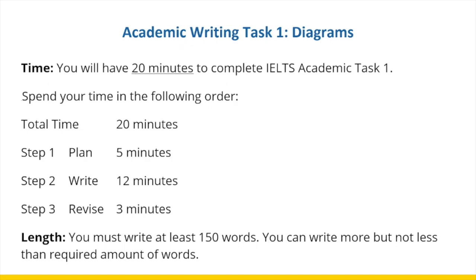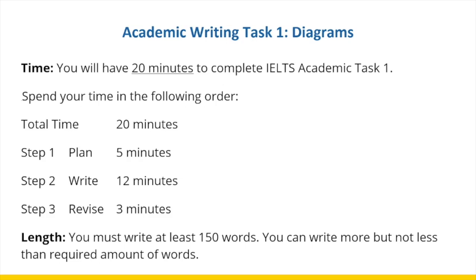In this slide, we'll have a brief overview to the Academic Writing Task 1 about diagrams. Diagram essay looks quite similar to graphic essay, but it has different requirements to accomplish during this task. You'll be given the same amount of time, 20 minutes, to complete this task. You should spend your time in the following order. Step 1, planning your essay. It can take you about 5 minutes, but this is a very important step. So make sure to spend at least 5 minutes to read your prompt and understand your diagram.